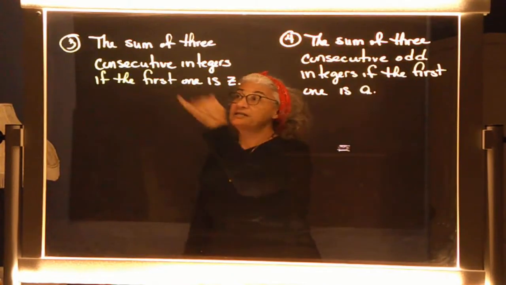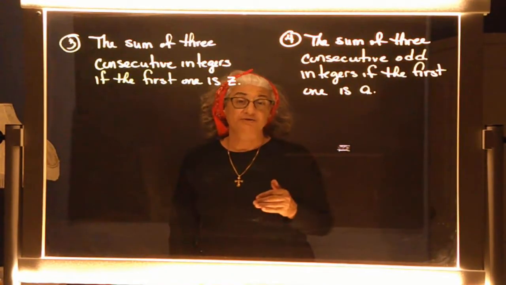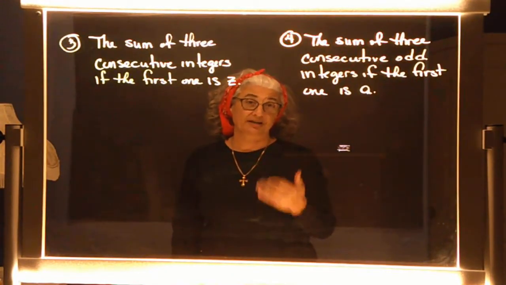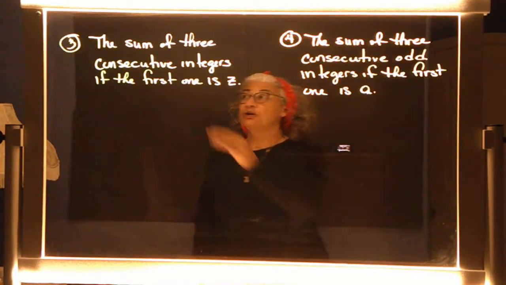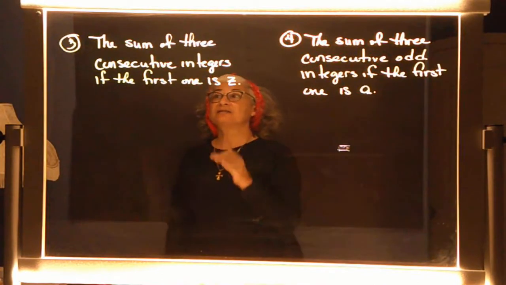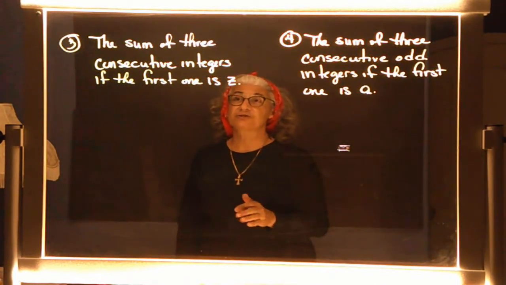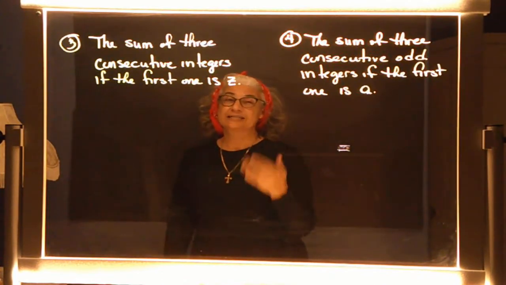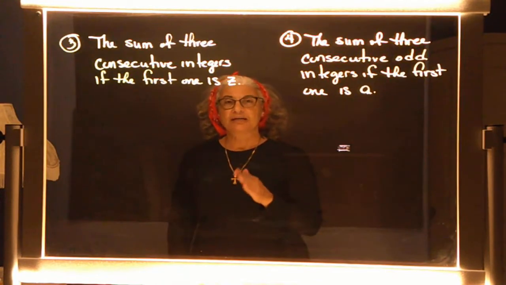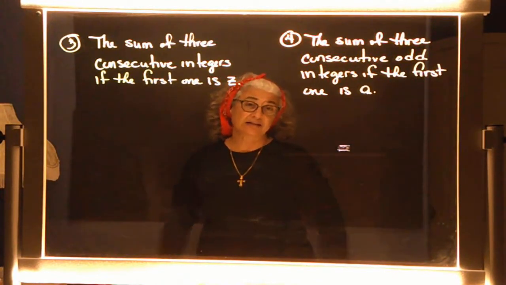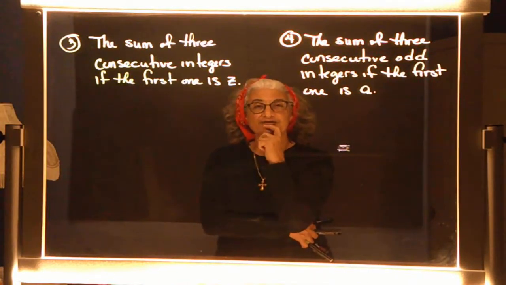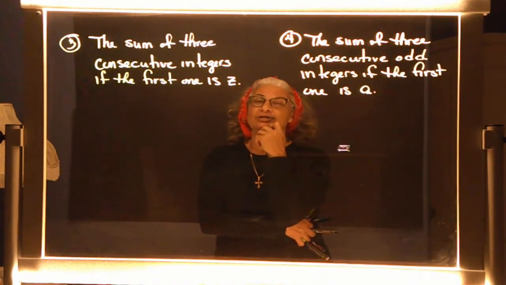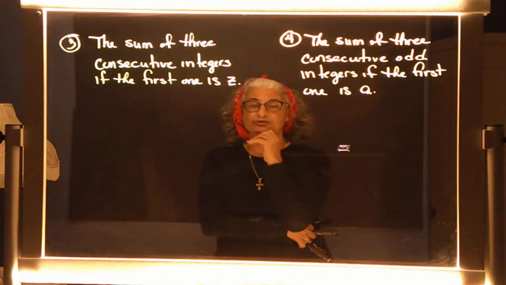Okay, so let's look at this next problem. Directions are the same. They want us to write an algebraic expression, which means no equal to sign. So problem number 3 reads, the sum of 3 consecutive integers if the first integer is z. So here's the thing. You need to understand what consecutive integers are. Give me an example of 3 consecutive integers. I'm waiting. Good, I heard you. 3, 4, 5. Those are consecutive integers.